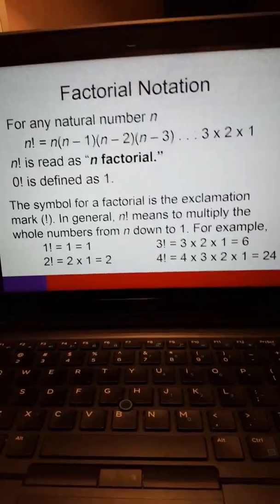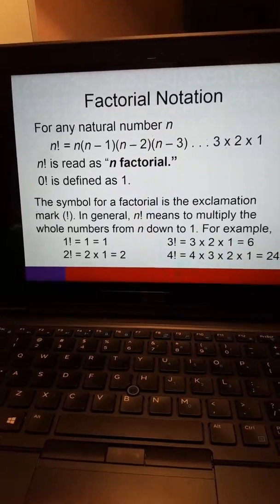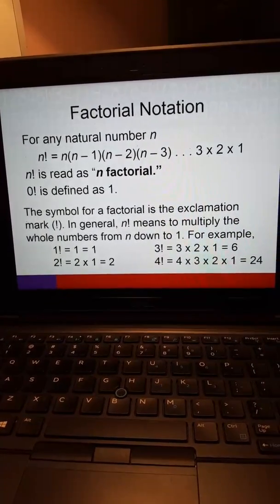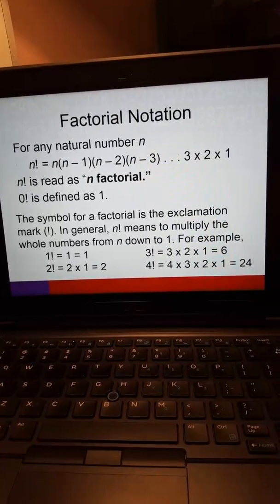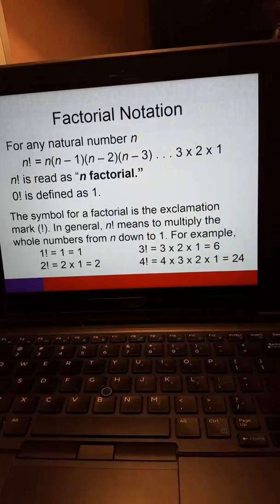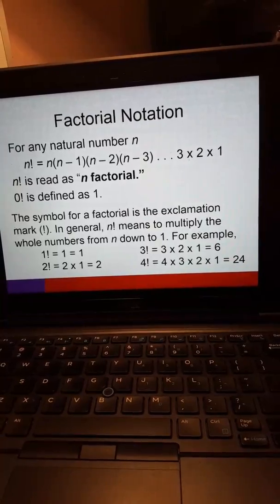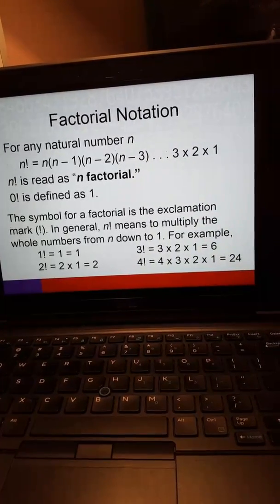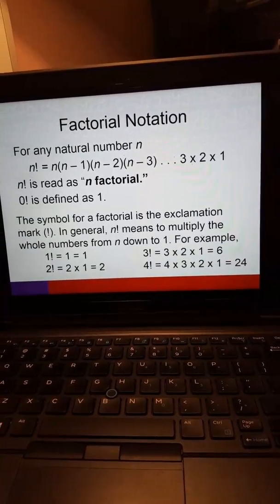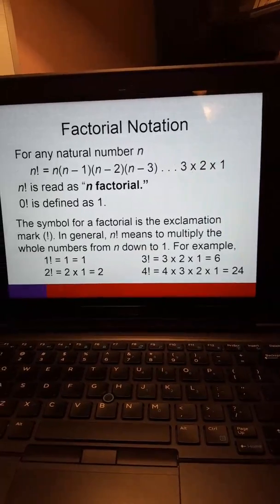So here are a couple of examples at the bottom. If we were talking about 1 factorial, then it would simply be 1, and 1 is equal to 1. If we have 2 factorial, it breaks down to 2 times 1, which is 2. 3 factorial, 3 times 2 times 1, which is 6. And 4 factorial, which is 4 times 3 times 2 times 1, which is 24 when we multiply.